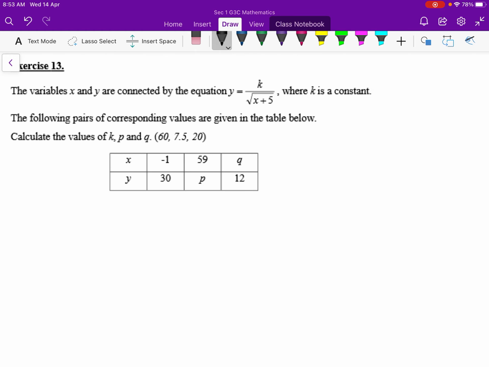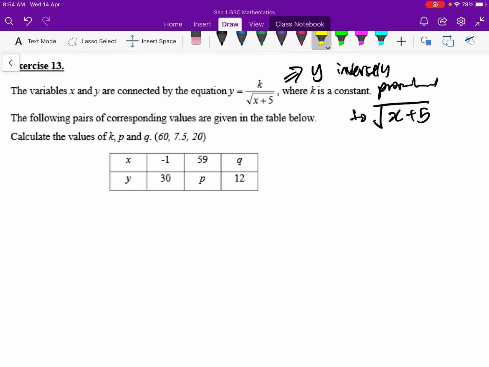X and y connected by the equation y equals to k over root x plus 5. So in other words, y is inversely proportional to square root x plus 5. And then we've got pairs of information over here. Calculate the value of k, p, and q. So these are corresponding values. We should see them in pairs like this.